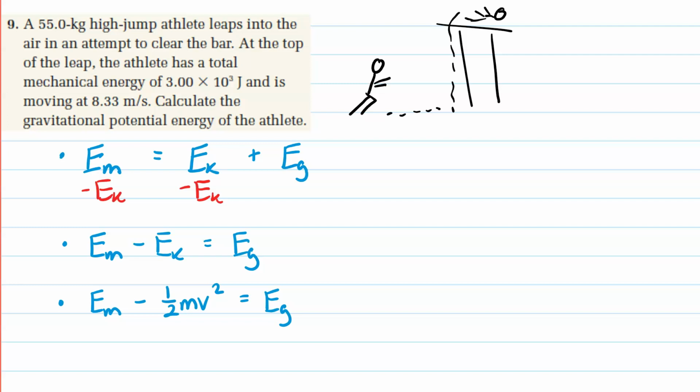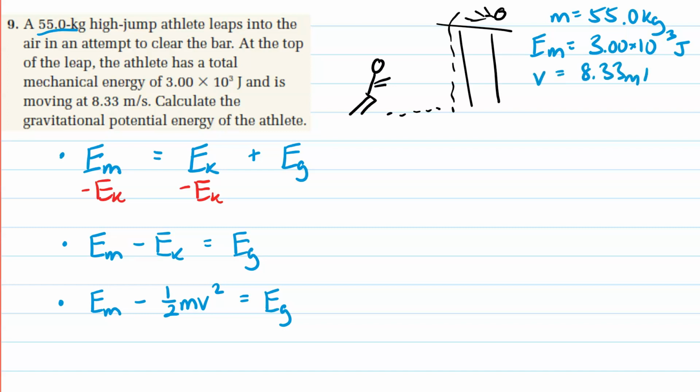Now, before we fill in the numbers, let's take a look at the question again. We're told that the athlete has a mass of 55 kilograms. It's telling us at the top of the leap, the athlete has a total mechanical energy of 3 times 10 to the 3 joules. So the mechanical energy at this point is 3 times 10 to the 3 joules. And we're also told that the athlete at this point is moving at a speed of 8.33 meters per second. So that should give us enough information to fill in for our equation here.